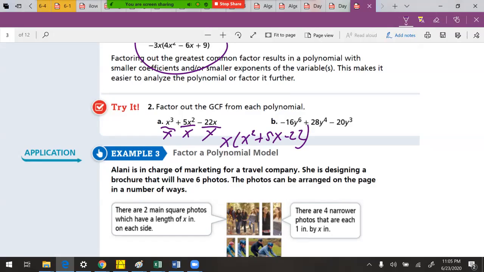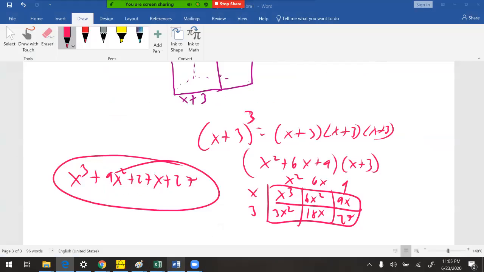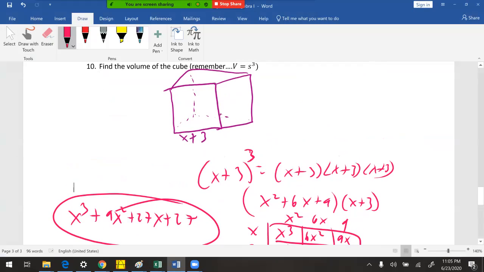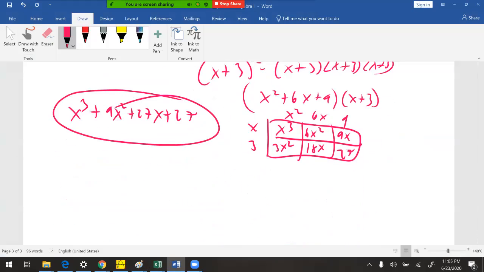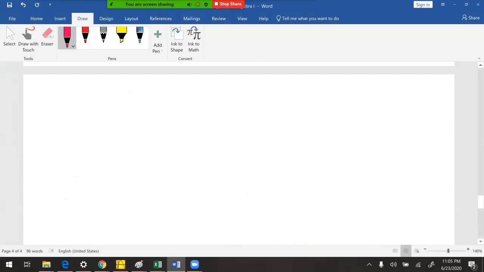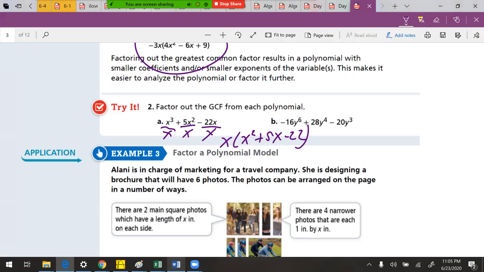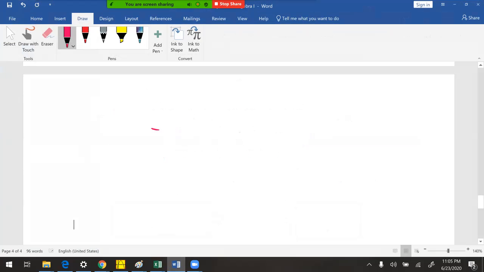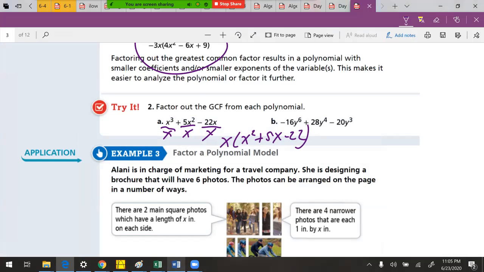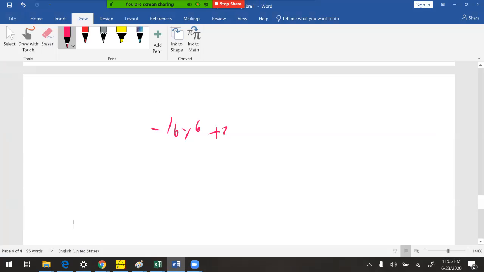So now let's look at the next one here. I'm gonna rewrite this, let's do it on here for the sake of argument. Okay, so here we go. Negative 16y to the 6th, and then plus 28y to the 4th minus 20y to the 3rd.